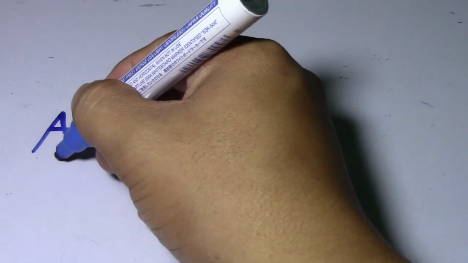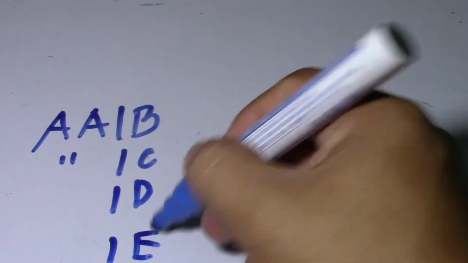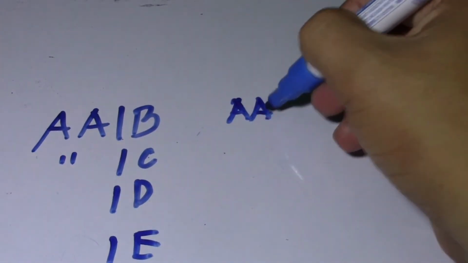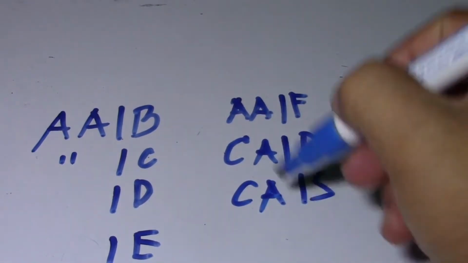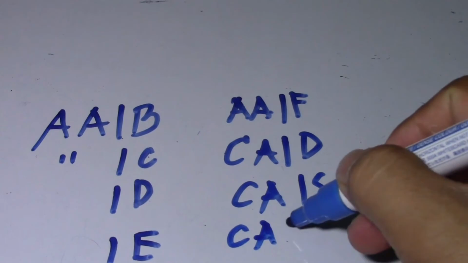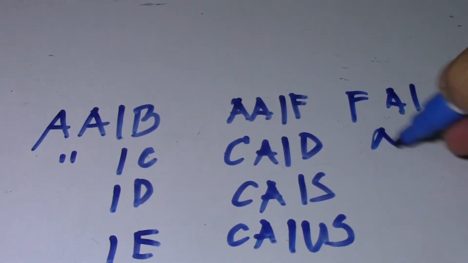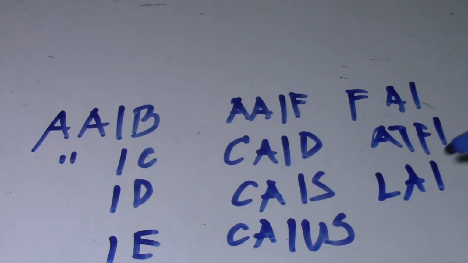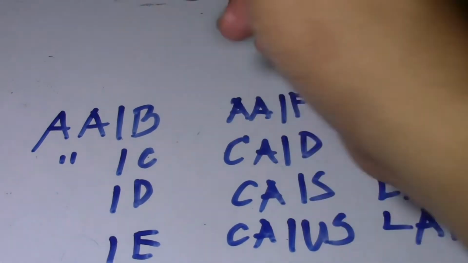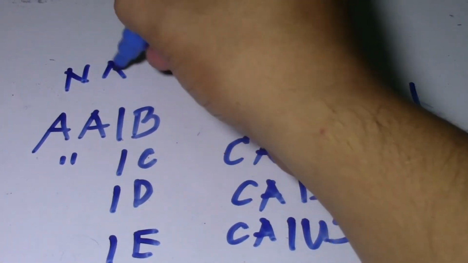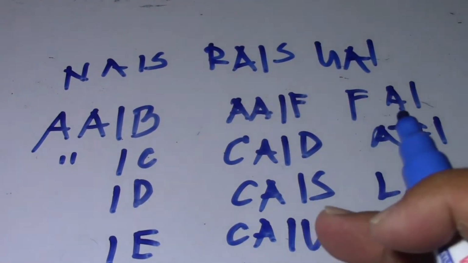A1B, the same with AA1C, AA1D, and AA1E. Then AA1F, and next is CA1D, CA1S, CA1US. We also have F, A1A, TF1, LA1, LA7B, and also NA1S, RA1S, and UA1. So this is the pipeline class specification.